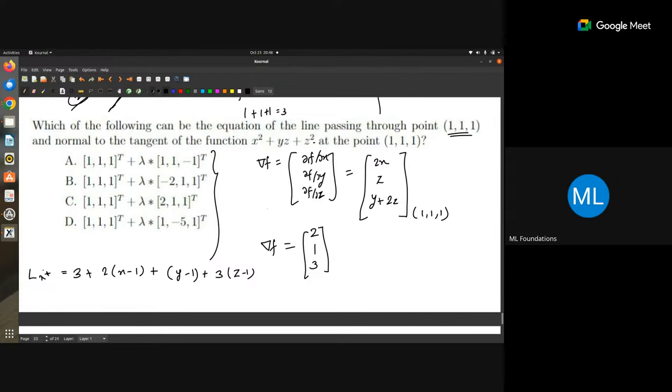So this is one line, right? This is one line at that point, or the tangent to that curve, maybe tangent to this function, right? But now next, what do I have to find? I have to find the normal to that curve, normal to that tangent. What should I do next?